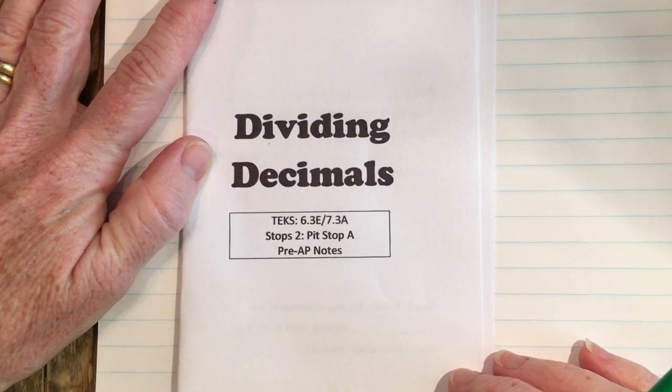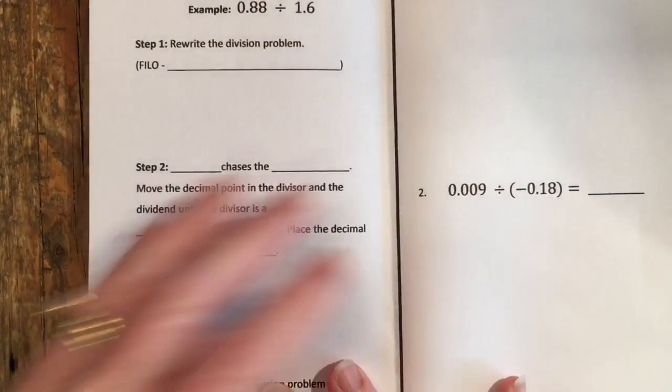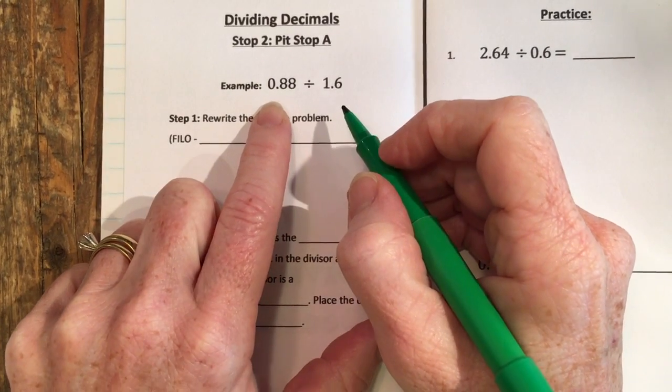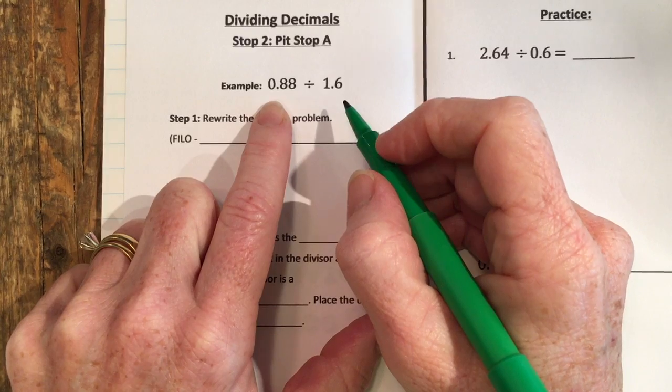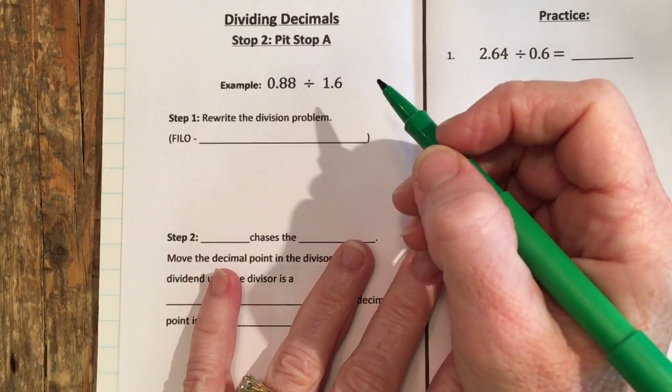Hi everyone. So today we're going to be looking at how you divide decimals. So we have an example of two decimal numbers that need to be divided. And we know how to divide whole numbers, so we have to figure out what to do when there are decimals. So 0.88 divided by 1.6.